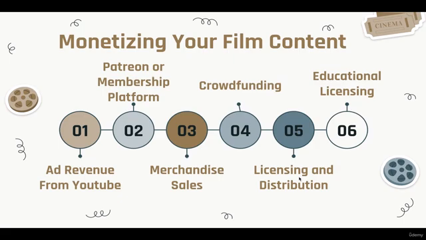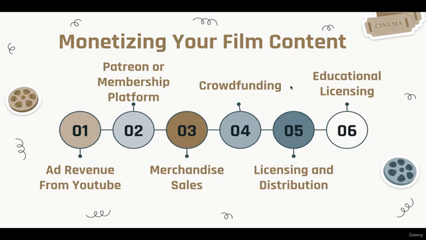Let's move on to the next one here, licensing and distribution. You can consider licensing your AI generated film to distribution companies, streaming platforms, or television networks, where you will be able to earn royalty fees or one-time licensing fees for your content. Every single time someone uses your film, they're going to pay you. So it's going to be a very sustainable passive income.